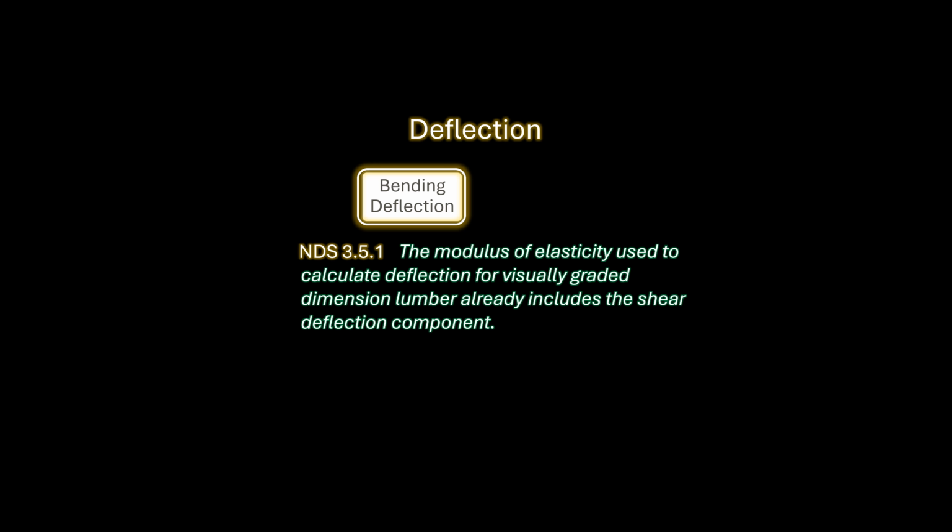Bending deflection depends on the modulus of elasticity, which is a material property, and the second moment of area or the area moment of inertia, which is a property of the cross-section of a member. We already determined the area moment of inertia and have also determined the reference design value for the modulus of elasticity. Therefore, at this point, we need to determine the adjusted design value for the modulus of elasticity so that we can use it to calculate the deflections.